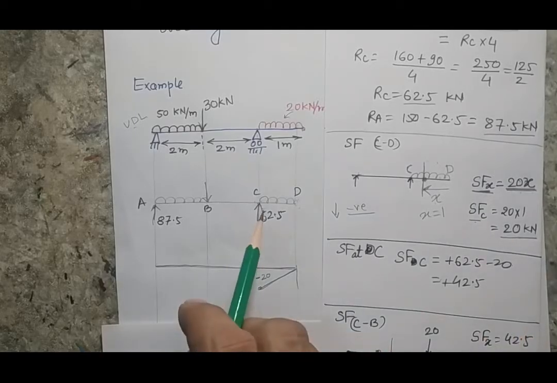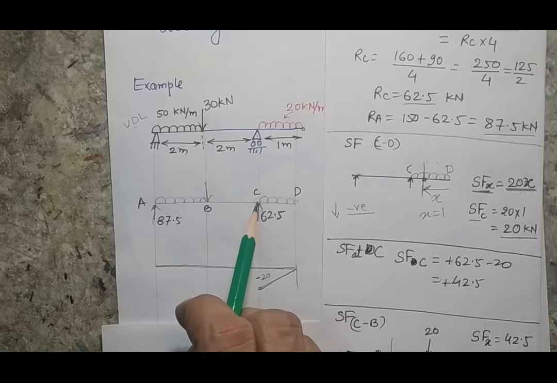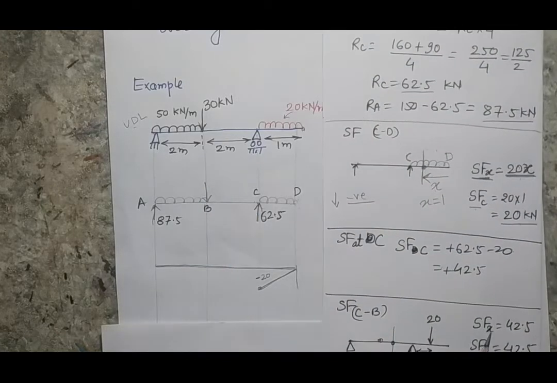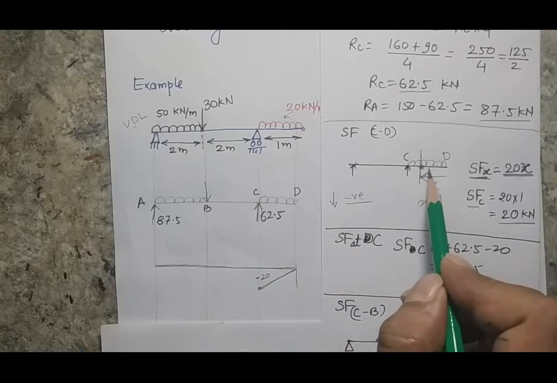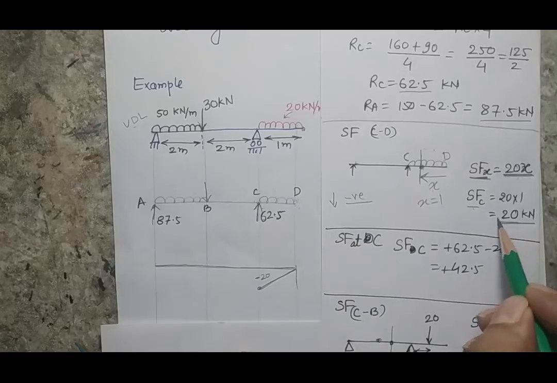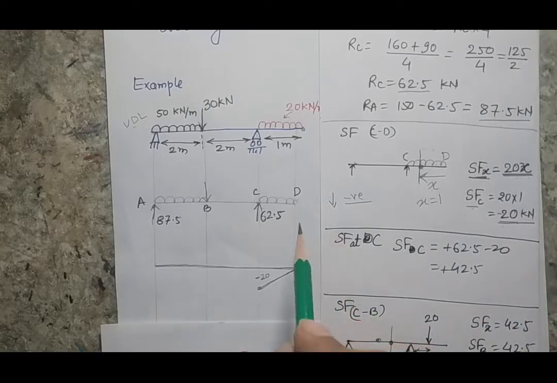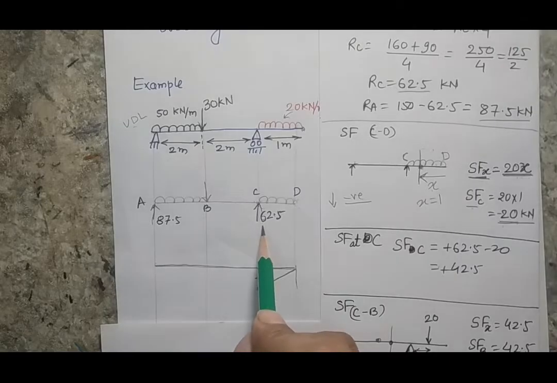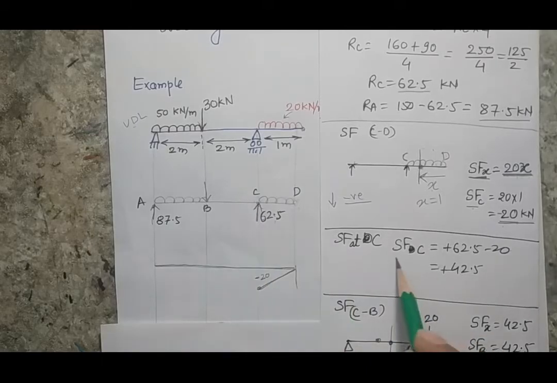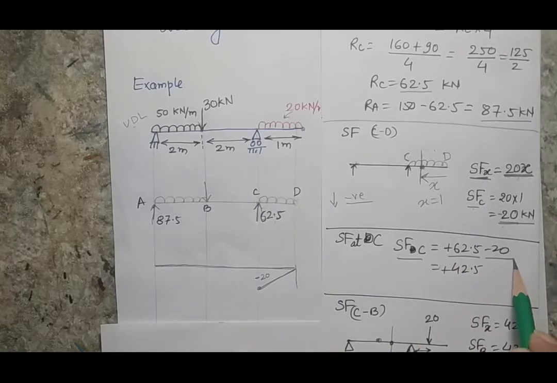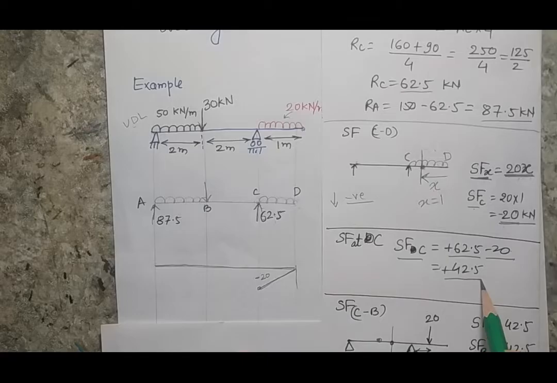Now I will start writing the shear force between point C and B. Before I write for C to B, there is another force acting at point C, so first I will take care of this loading. I have calculated that my shear force will be minus 20. Now I have a sudden point load of magnitude 62.5 acting in the upward direction, so that is a positive 62.5. So my net force at point C will be plus 62.5 minus 20, which comes out as 42.5, and that is positive.